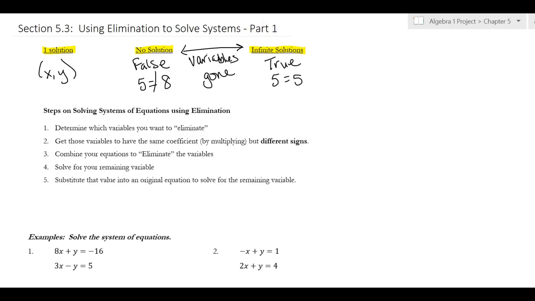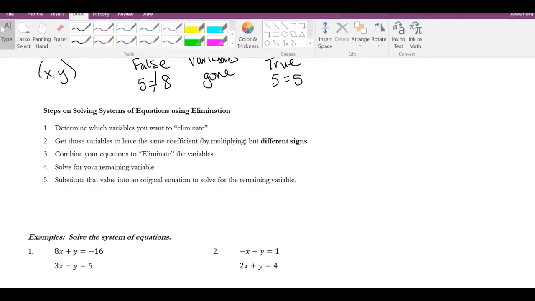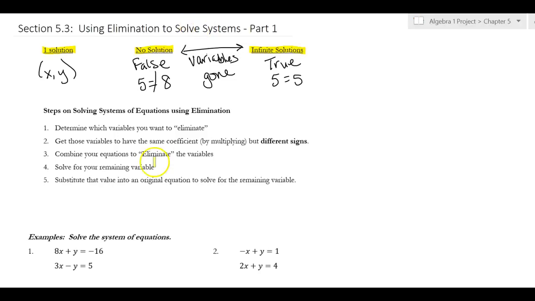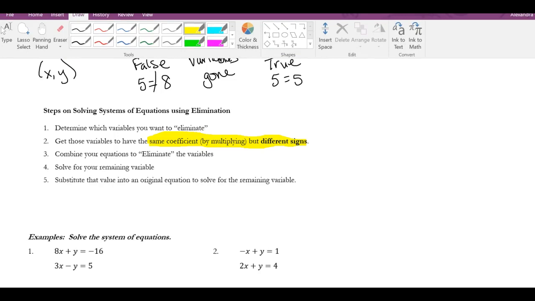The first thing you need to do is just determine what you want to eliminate. We'll talk about strategies to help you find the easiest thing to eliminate. Then you're going to get those variables the same coefficient but different signs. So this is going to be important: same coefficient, different signs. In the next lesson, you're going to do some multiplying. Today, we're just going to be finding those things, so it's not that bad.